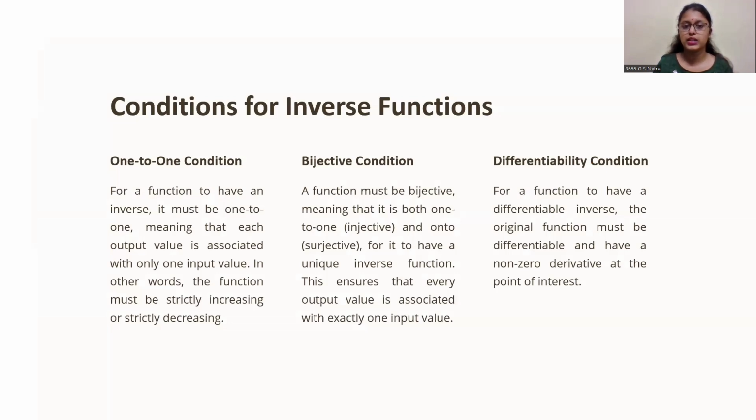Next, the bijective condition. A function must be bijective, meaning that it is both one-to-one, that is an injective function, and onto, that is surjective, for it to have a unique inverse function. This ensures that every output value is associated with exactly one input value.